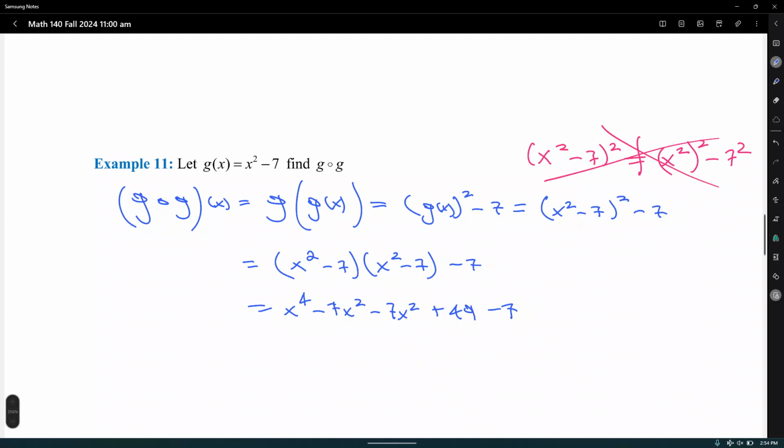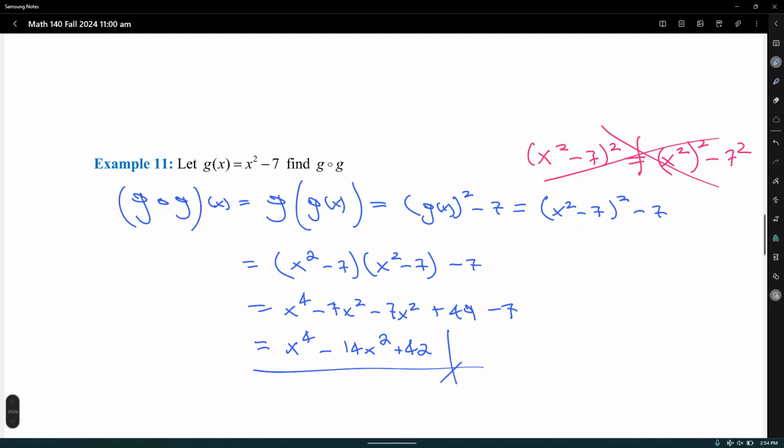All right, so from here, I guess we're ready to combine like terms and call it a day for this example. So x to the 4th. There's no other x to the 4th, so this is just x to the 4th. We have a couple of quadratic terms right here. That's -14x squared, and 49 minus 7 equals positive 42. All right, and that is pretty much our final answer.